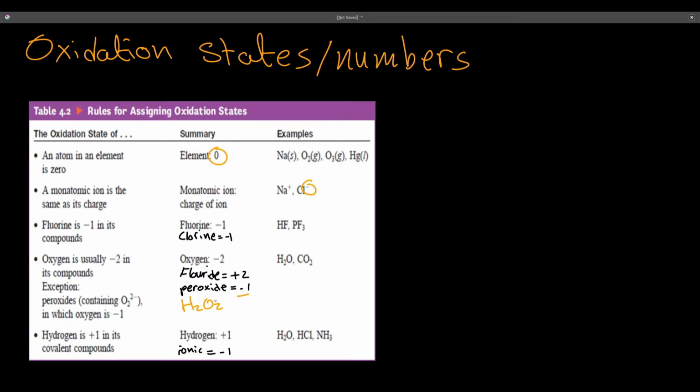Hydrogen has 2 rules, where if it's in a covalent compound or with another nonmetal, it will be +1. If it's in an ionic compound or mixed with a metal, it will be -1.